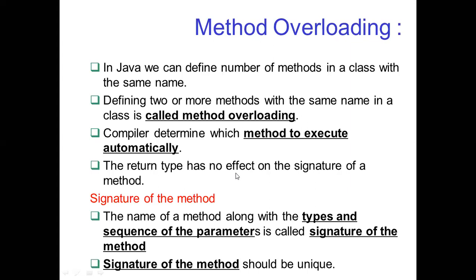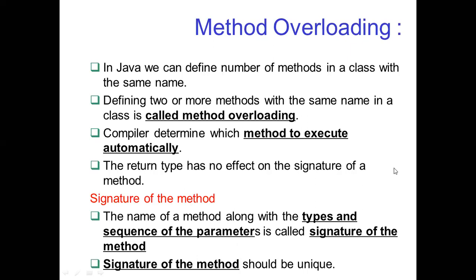Similarly, the return type has no effect on the signature of a method. The signature of a method is nothing but the name of the method and the sequence of parameter types, and the signature of a method should be unique. That means the names, parameter types and number of parameters should vary. This we will see later with a program. Just remember this about method overloading.